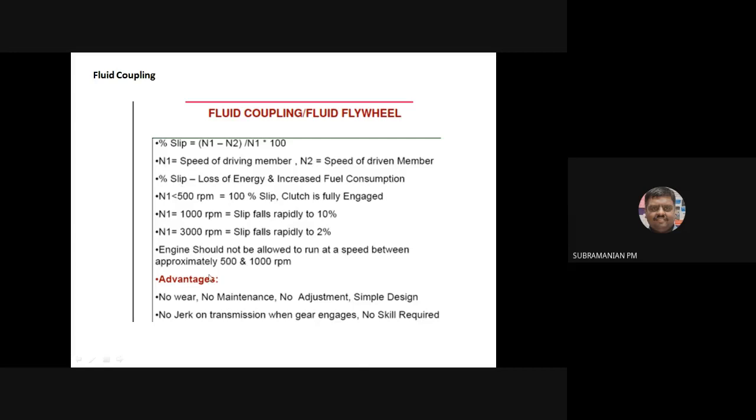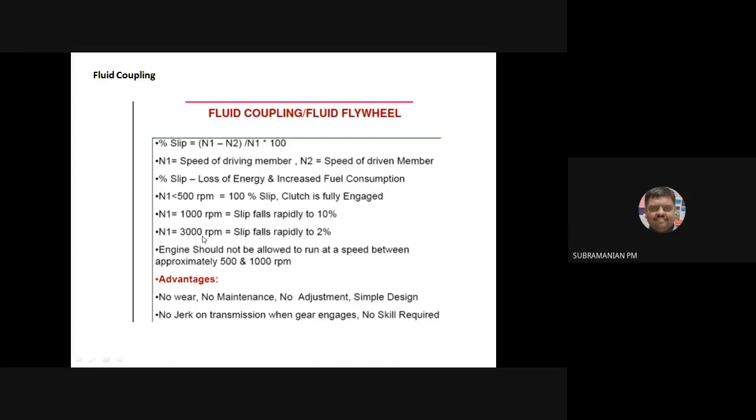Percentage slip means loss of energy and increased fuel consumption. I'm using my fuel to run the impeller, but I'm not getting the power from the impeller to propel the vehicle. Simply my engine is running and the impeller is rotating. I'm losing energy and wasting my fuel whenever percentage slip is there. So I have to focus on reducing it. I have to get the power from the engine. That is, the fluid coupling should have higher coupling efficiency, so that I transmit power from the impeller to the turbine in the best way.